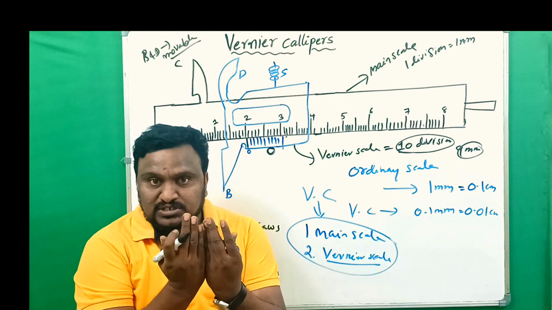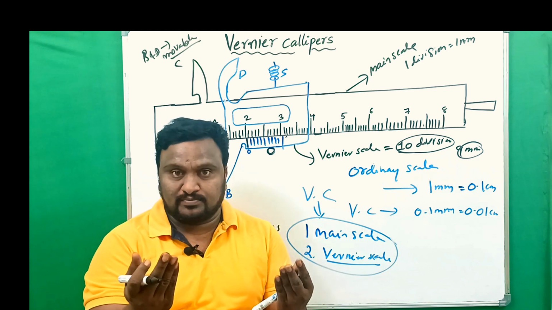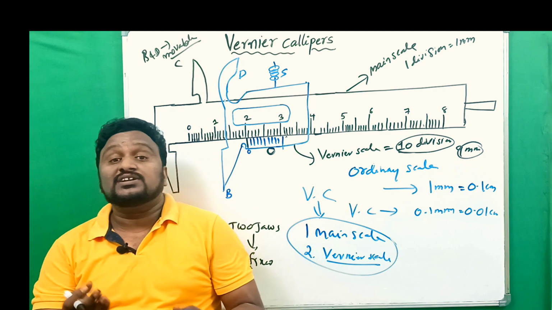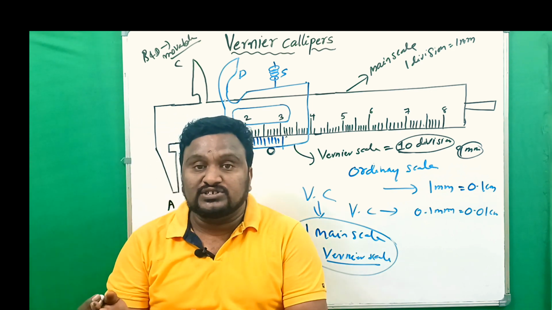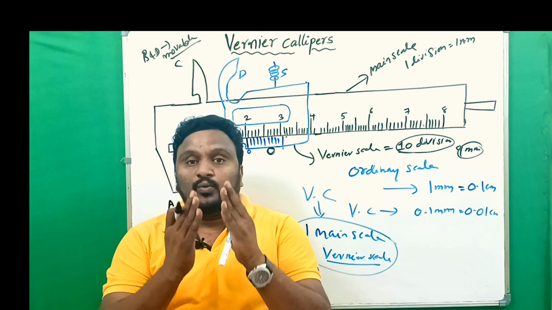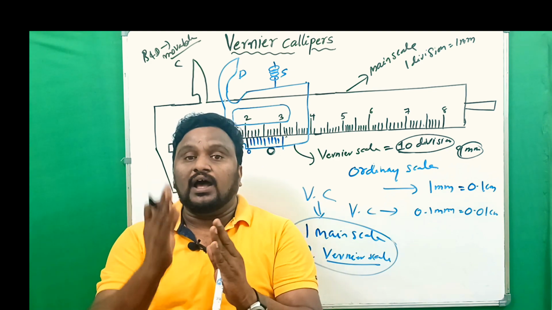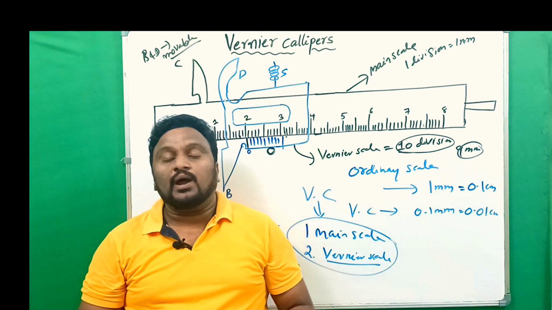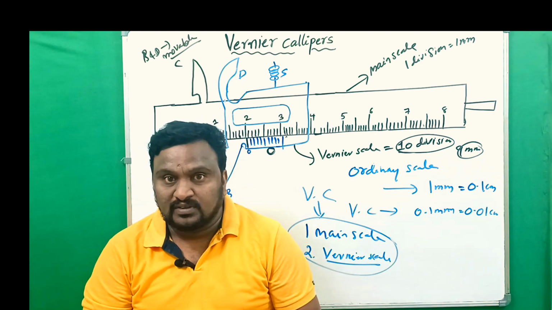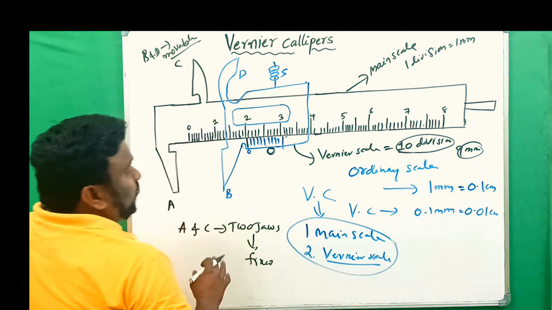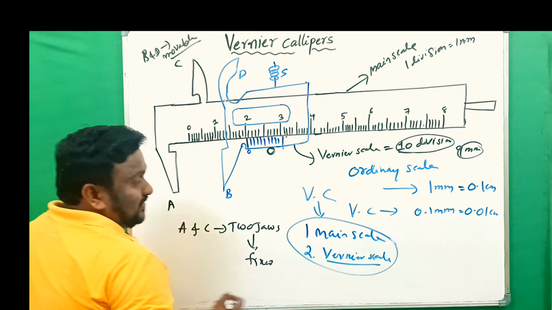When both jaws come in contact, we have to check whether there is any coincidence between the zero division of the main scale and the zero division of the vernier scale. Clear? When the zero division of the main scale and the zero division of the vernier scale coincide, then what do you say? There is no error. No zero error. At that time, here you can take how the reading should be taken.